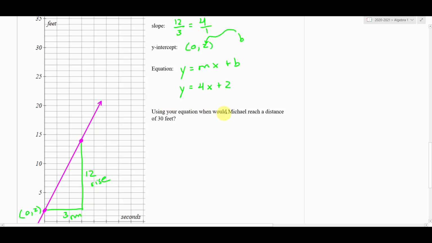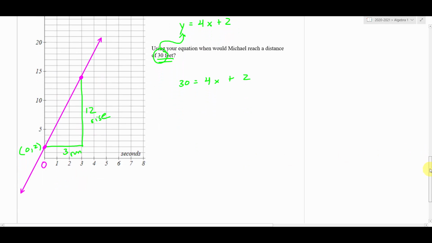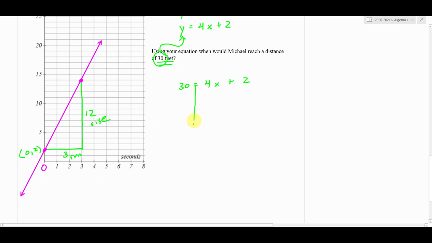And now I want to answer this question. It says, using your equation, when would Michael reach a distance of 30 feet? Okay, so distance, remember, is represented by y, so that means this 30 can be substituted in for the y value. So instead of putting a y here, I can put a 30 and say 30 equals 4x plus 2. And this becomes a simple equation that we can solve. Okay, so I'm going to draw my line, and my mission is to figure out what x is, the amount of time.